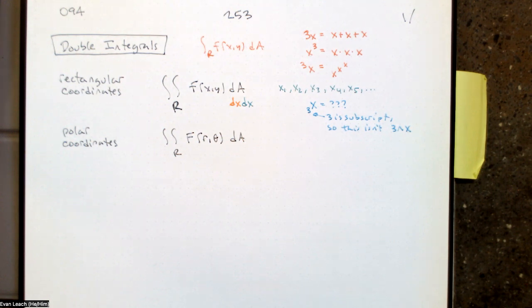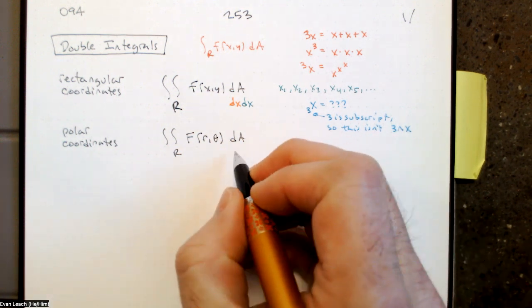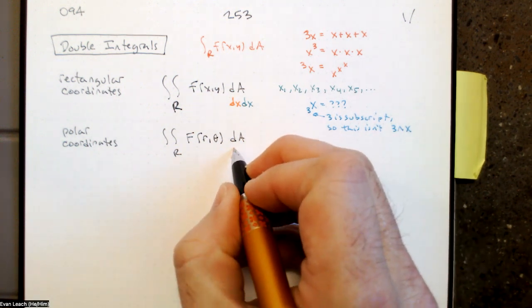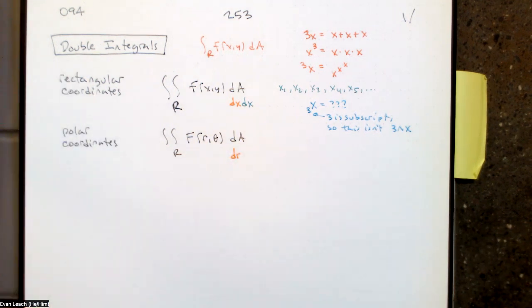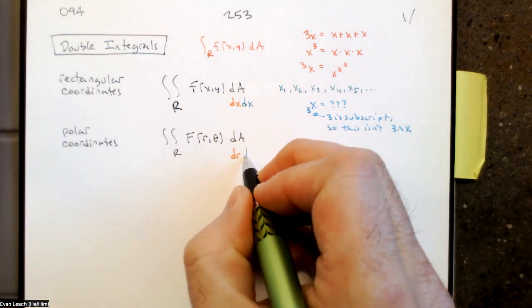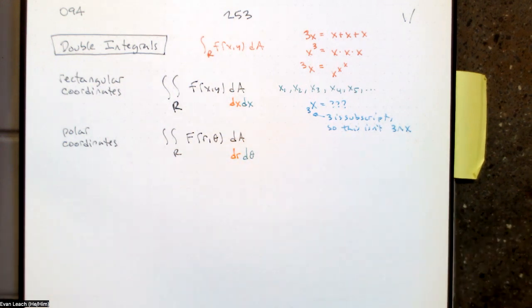So dA is still a small rectangle, a small chunk of the region R. In both cases, dA will be a small piece of the region R. But dA looks different in polar coordinates. I can't just write dr and d theta, because then we don't have an area. So dr d theta is not area, because r is distance, but theta is not distance.